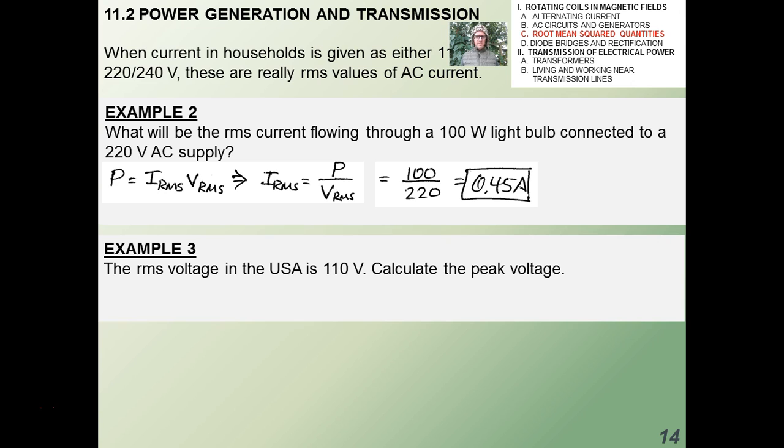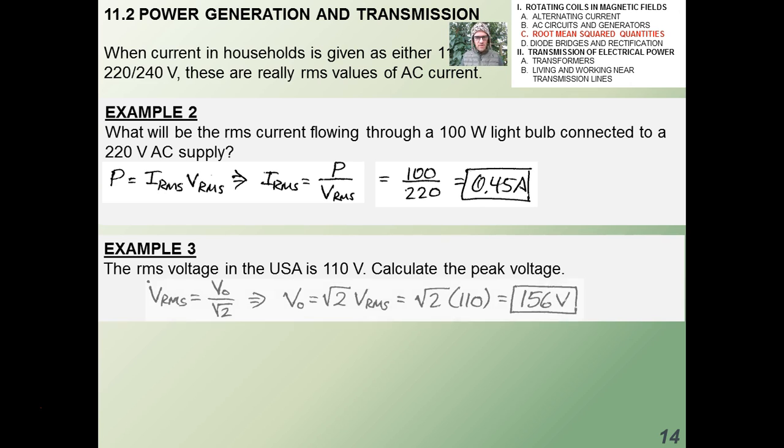Example 3: the RMS voltage in the USA is 110 volts. What is the peak voltage of that alternating current? Easy, just solve for V naught. It's root 2 times the RMS value, and that's 156 volts.